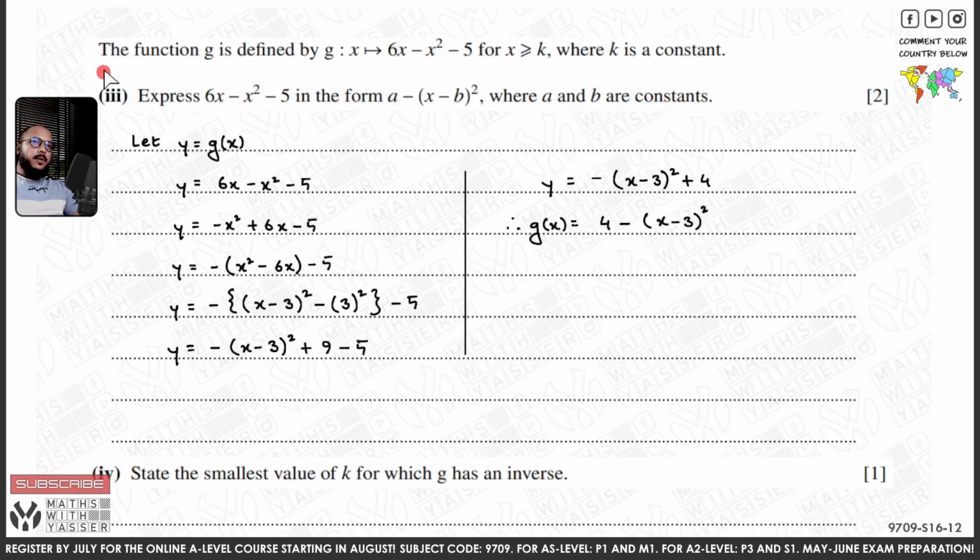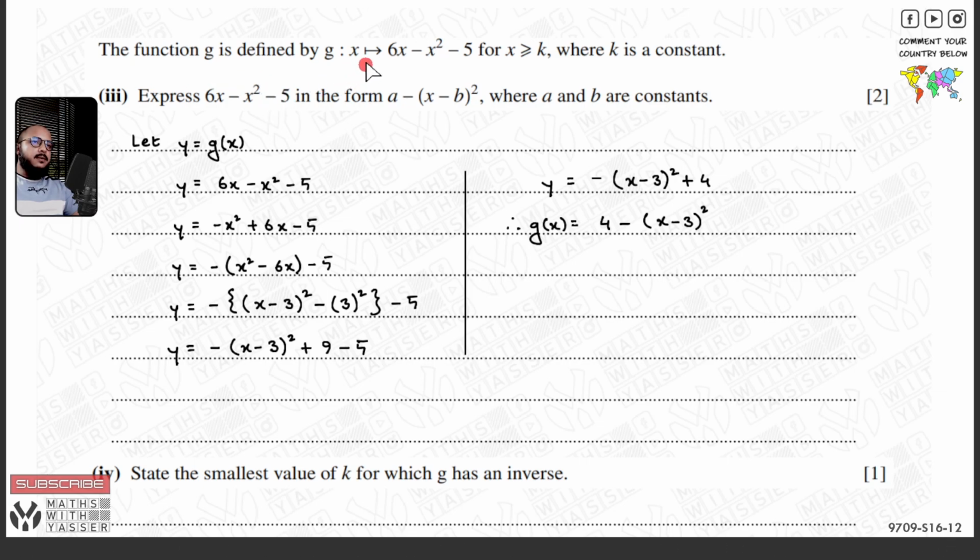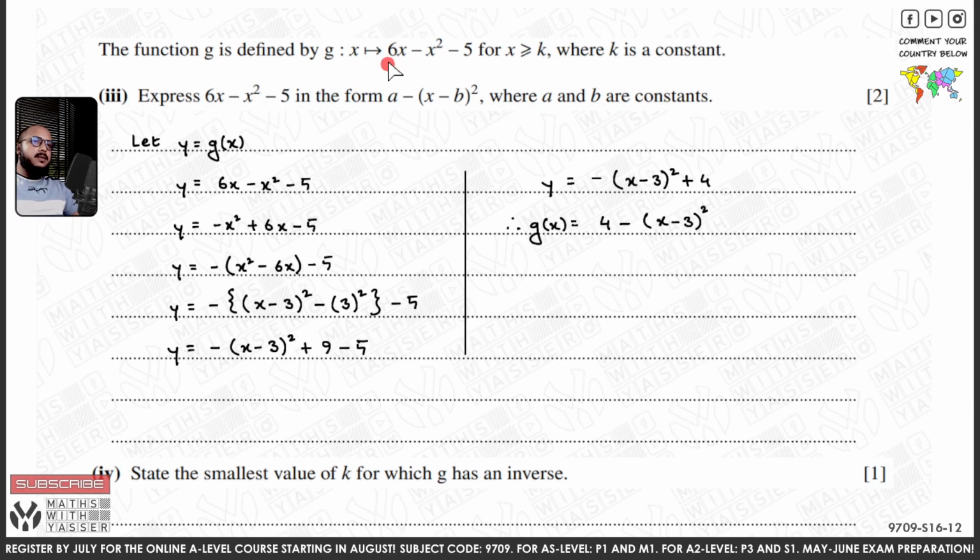In the next part of the question, the function g is defined as g(x) is 6x minus x squared minus 5 for x greater than or equal to k, where k is a constant. Express 6x minus x squared minus 5 in the form of this. So this is the format of completing the square. So let's consider y is g(x). So y is equal to 6x minus x squared minus 5. Or we can rewrite it as y is equal to minus x squared plus 6x minus 5.